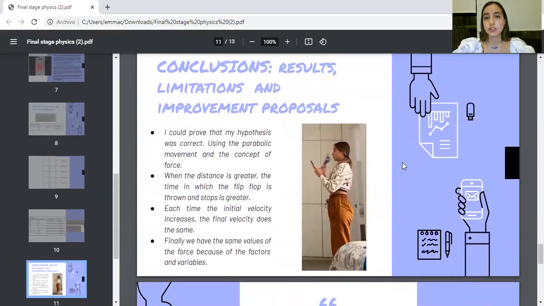Then my conclusions, the results, limitations, and improvement proposals. First of all, I was able to prove that my hypothesis was correct because of the results that I got, all of them using the parabolic movement and the concept of force that I explained before. Also, I realized that when the distance is greater, the time in which the flip-flop is thrown and stops is also going to be greater.